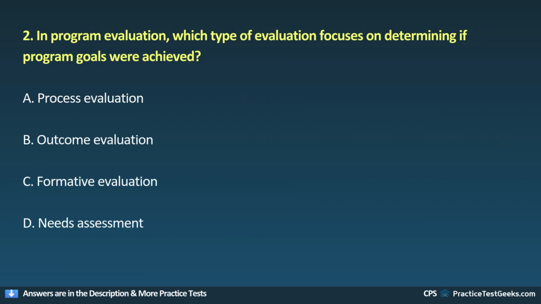2. In program evaluation, which type of evaluation focuses on determining if program goals were achieved? A. Process evaluation. B. Outcome evaluation. C. Formative evaluation. D. Needs assessment.